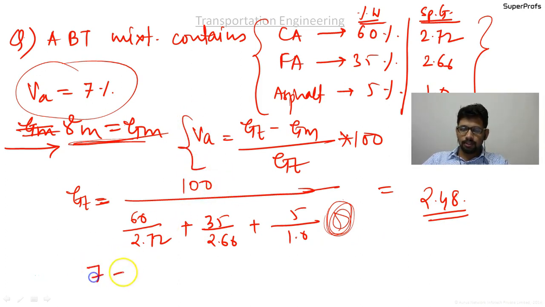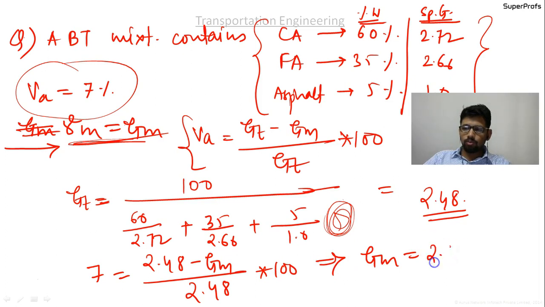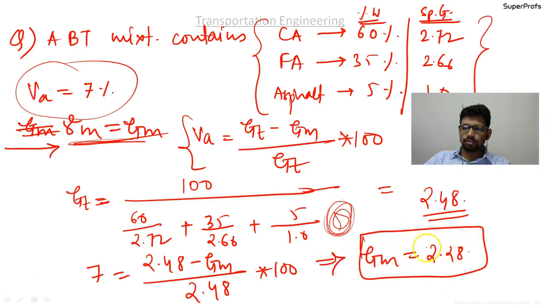VA is 7%. So 2.48 minus GM upon 2.48 into 100, which will give GM equal to 2.28, and that is what we need at this point. That is what the requirement is. So in the question it was asked, determine the unit weight of the mixture after compaction.